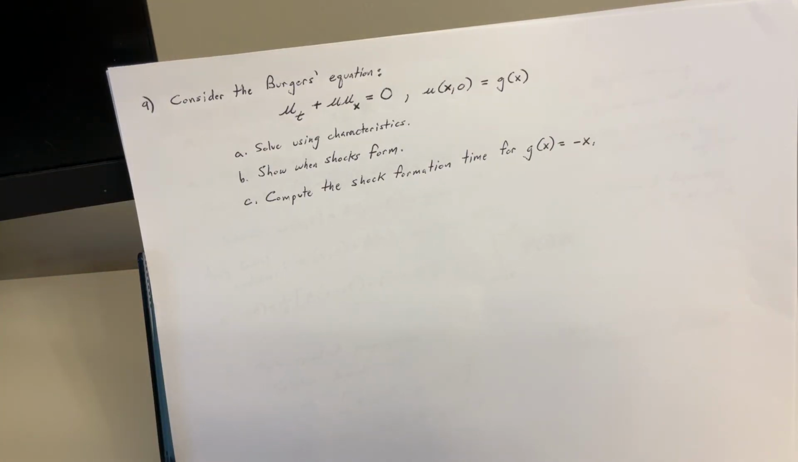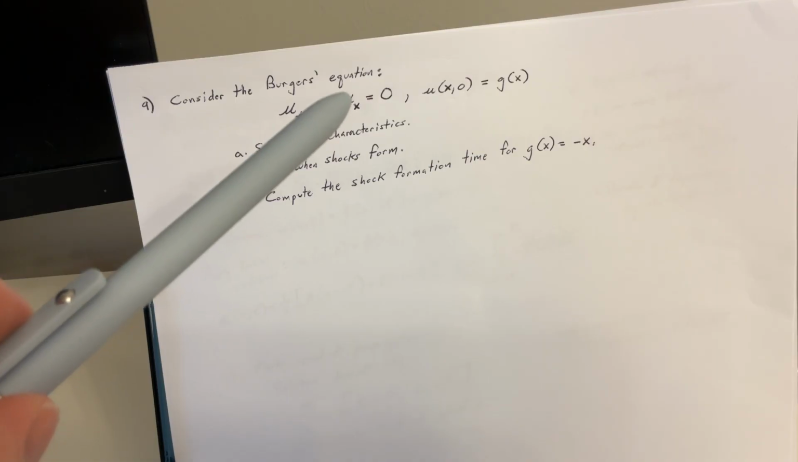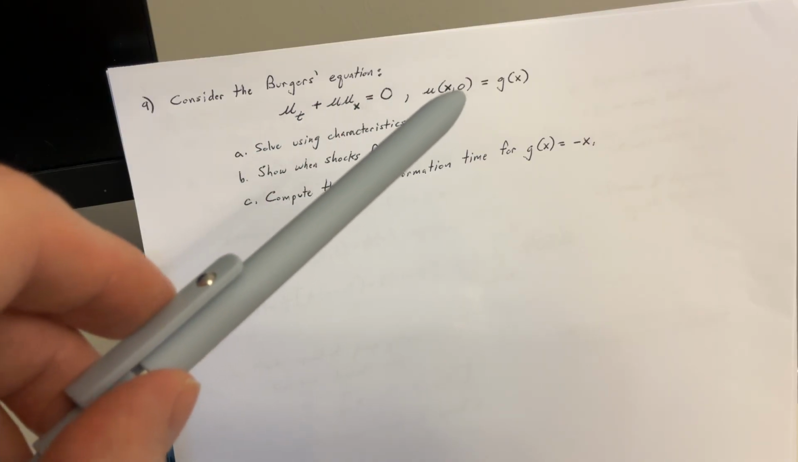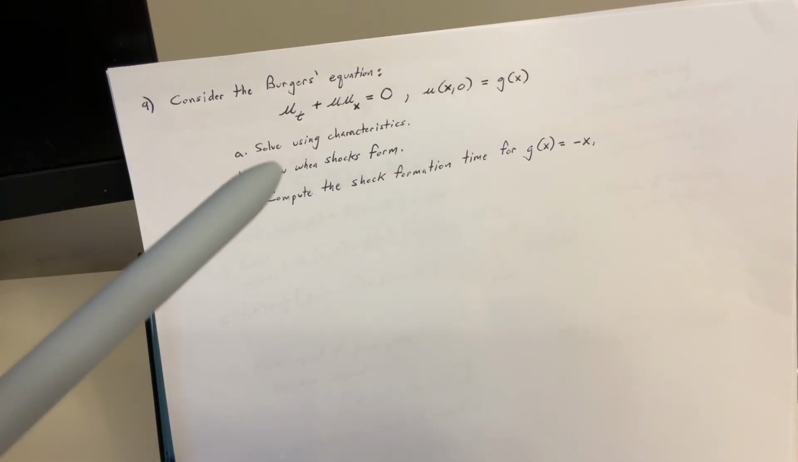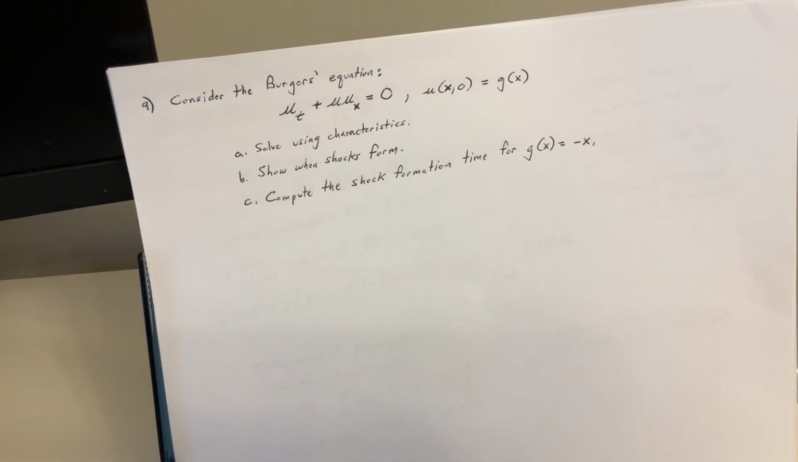So, Burgers' equation. u sub t plus u u sub x equals 0, u of x comma 0 equals g of x. Here's the problem, I'll just pause this. Part A, solve using characteristics. Part B, solve when shocks form. Part C, compute the shock formation time for g of x equals negative x.